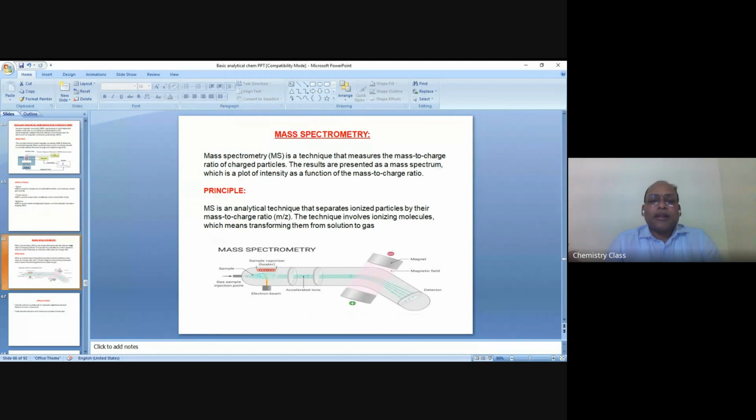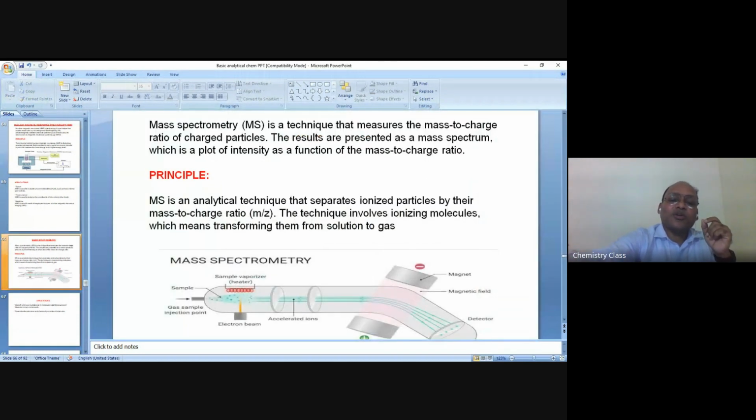The principle is that mass spectrometry is an analytical technique that separates ionized particles by their mass to charge ratio. Ionized particles means cationic and anionic particles, so they can be separated by mass and charge ratio. The technique involves ionizing molecules, converting them into cations and anions, which means transferring them from a solution to gas. This is mass spectrometry.